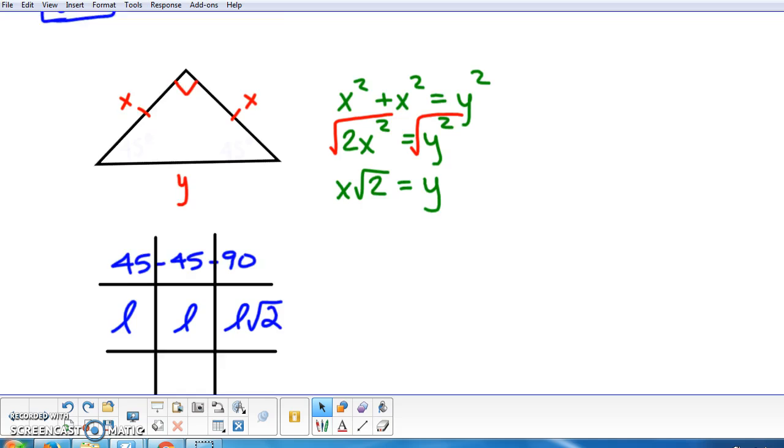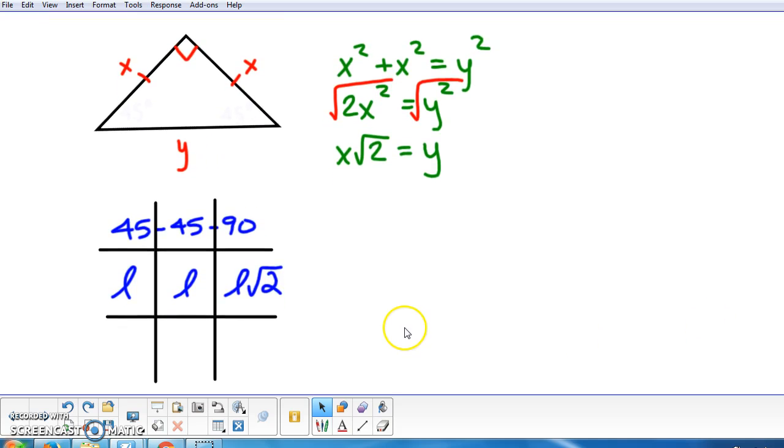So I've made a little chart here. It looks like a tic-tac-toe board. I put in what type of triangle it is, 45, 45, 90, and I put in the lengths of the legs. Notice that this is a 45, 45, 90. Opposite of the 45 is my x, and opposite of this 45 is my x. We're going to call that L for the legs of an isosceles right triangle. L, L, and then opposite of my 90 is my hypotenuse, which will always be the length of my leg times root 2.